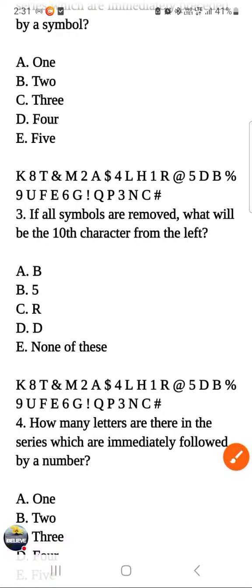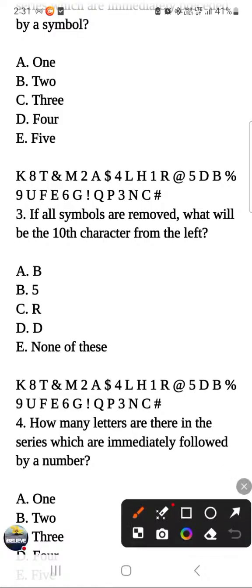Next question is, if all symbols are removed, what will be the 10th character from the left? We have to remove all the symbols. So we have 1, 2, 3, 4, 5, 6 symbols. Now we have to count from the left hand till the 10th character: 1, 2, 3, 4, 5, 6, 7, 8, 9, 10. But in the options there is no such option. So the correct answer is none of these.